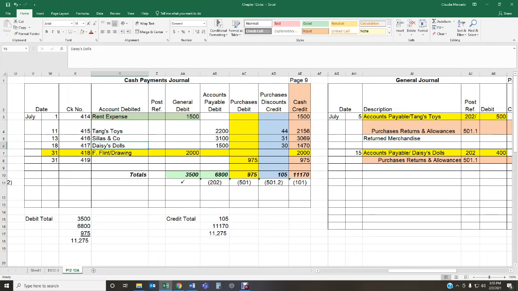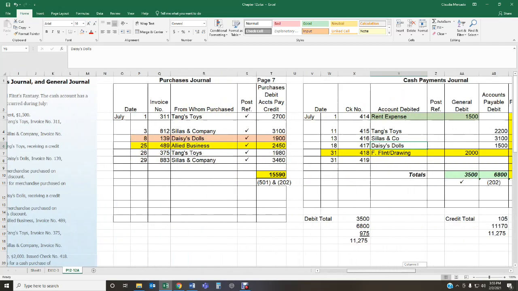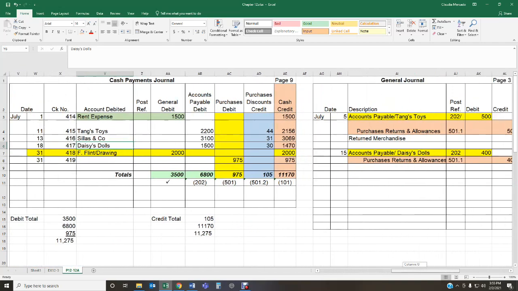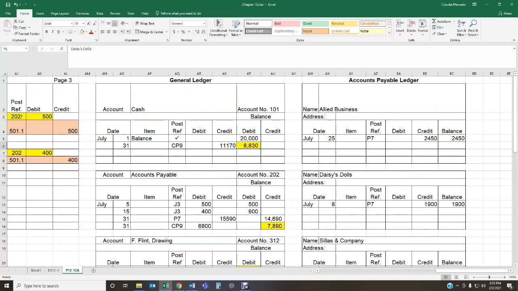Okay. Daisy's Dolls. Okay, that happened on the 18th. But there's something else that happened to Daisy's Dolls. Let me see. Where is it? Oh, over here. Daisy's Dolls on our general journal on the 15th had a return of $400. So I'm going to enter this transaction to Daisy's Dolls for $400 on the accounts payable ledger. So that happened on the 15th, okay?